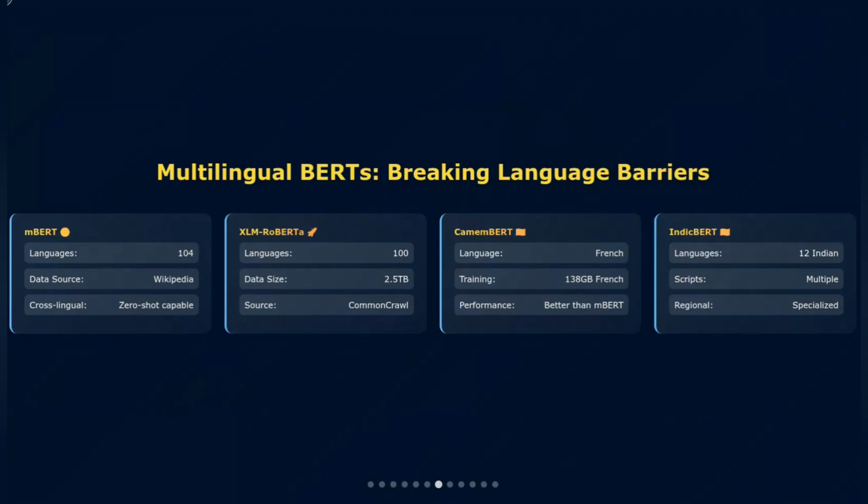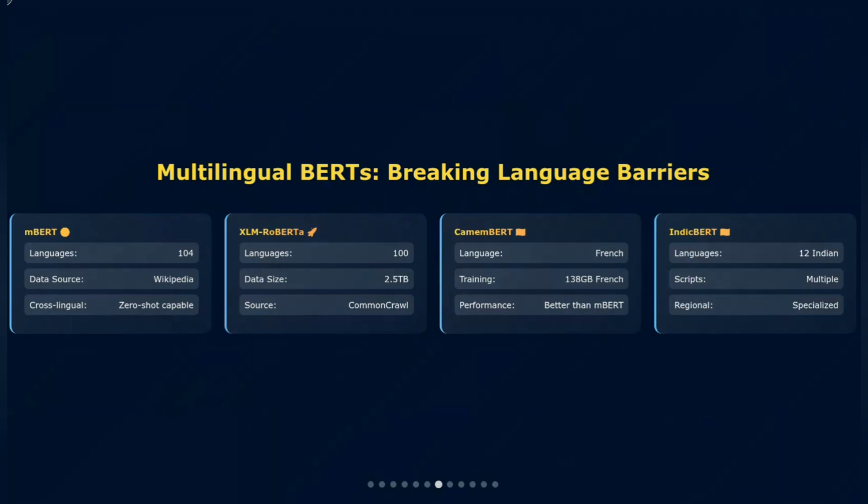What surprised researchers was mBERT's ability to perform cross-lingual transfer: train on one language and apply to another without explicit translation. This happens because the model learns language-agnostic representations in its deeper layers. mBERT's training data includes high-resource languages like English and German with millions of Wikipedia articles, but also low-resource languages with just thousands of articles. The model uses a shared vocabulary of 110,000 subword pieces across all languages, enabling cross-lingual understanding.